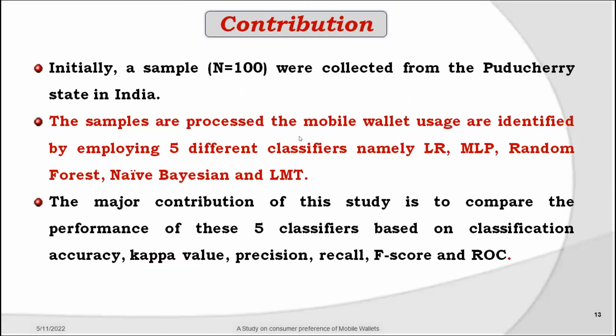discounts about it. The contribution: initially a sample of N equals 100 was collected from the Puducherry state in India. These samples are processed and identified by the 5 different classifiers used: LR, MLP, random forest, naive Bayes, and LMT. A major contribution of this study is to compare the performance of these 5 classifiers based on the classification accuracy, kappa value, precision, recall, F-score, and ROC.